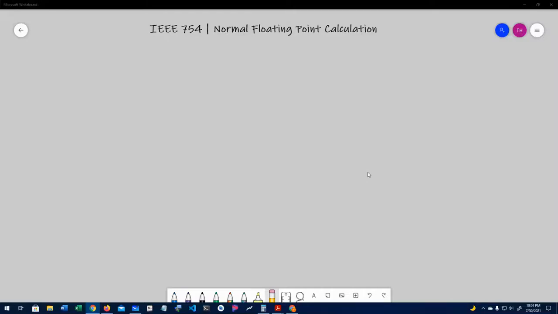Hey, so I want to walk through the IEEE 754. This is going to be the calculation for the normal floating point calculation. Just want to forewarn you, I am not an instructor. I'm a student like you.